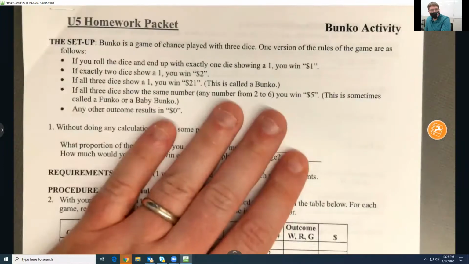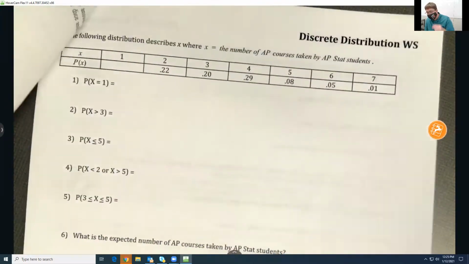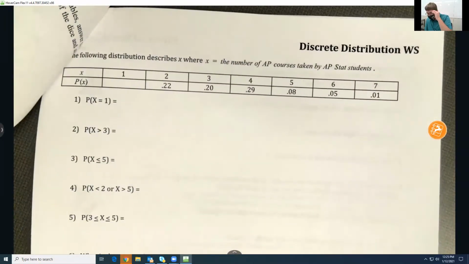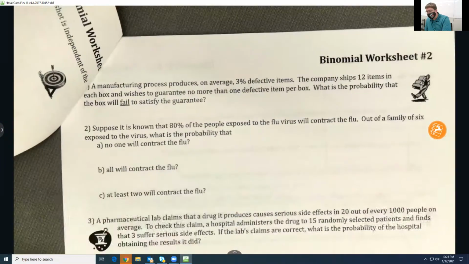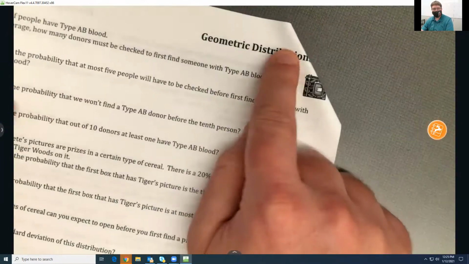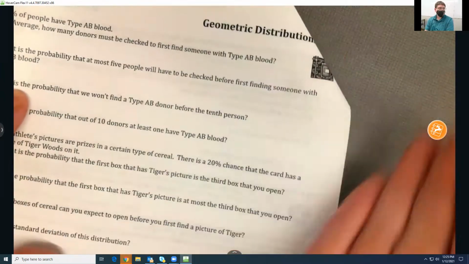All right, so for the homework, we did the bunko activity in class, and including your guys' theoretical version of it. If you haven't done that yet, do so. The discrete worksheet was after the first day's lesson, and then you had 2 binomial worksheets, and then today I'm only adding 1 more page, and that's this geometric worksheet here. Everything from this page before is fair game for the quiz, which is going to be next class.